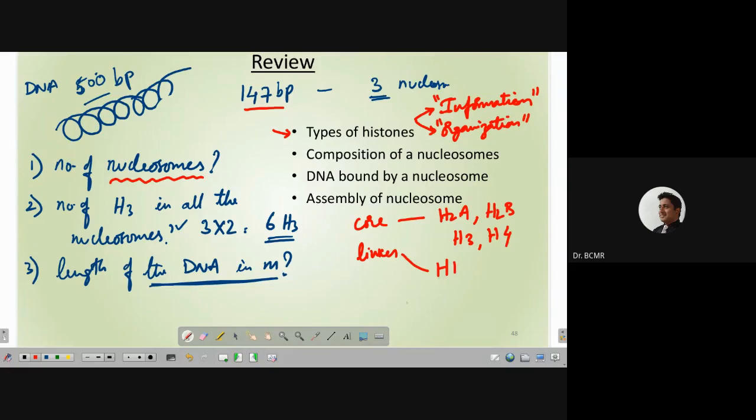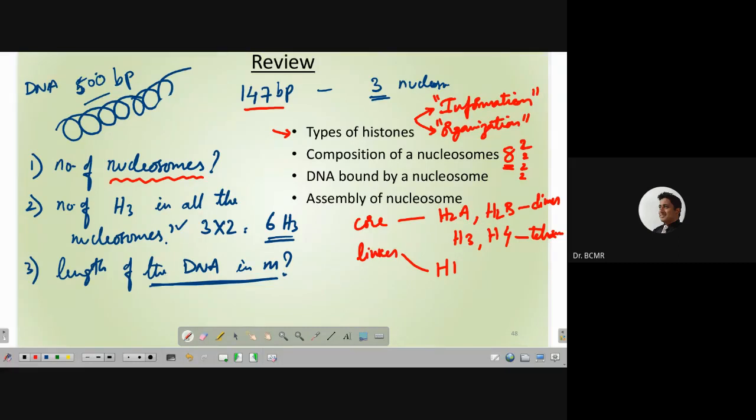The composition of one nucleosome is a total of 8 histones, 2 of each: 2 H2A, 2 H2B, 2 H3, and 2 H4. But H2A and H2B bind as dimers. When we talk about a nucleosome, it is 2 H2A-H2B dimers and one H3-H4 tetramer, right? And that is how the nucleosome is organized.